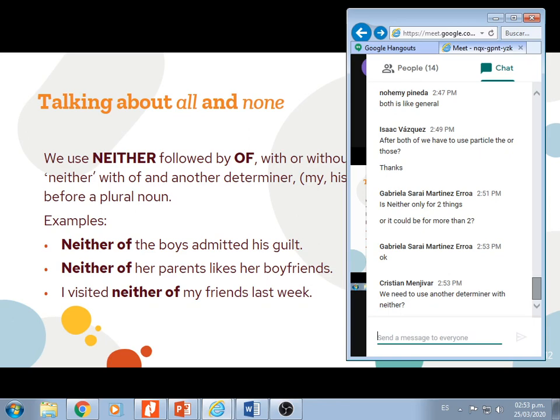You need to use another determiner only if you're using of. Neither of my dogs are at home. Neither of my dogs are in my house or in my home. I didn't check neither of those exercises. Or I checked neither, because neither is making the whole sentence into the negative form. I checked neither of those exercises. It has to be in the plural form. I checked neither of those. Well, I called neither of my friends. I called neither of my friends.